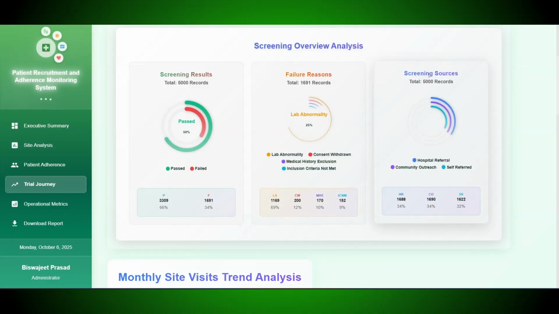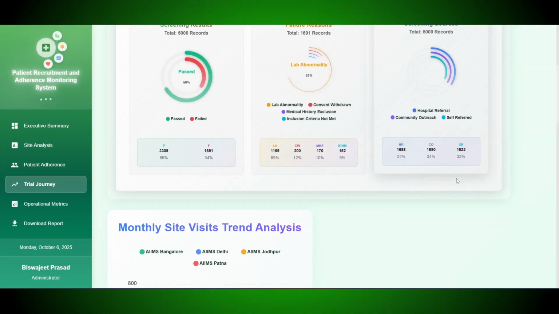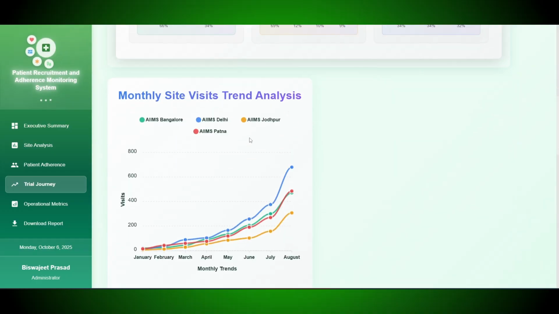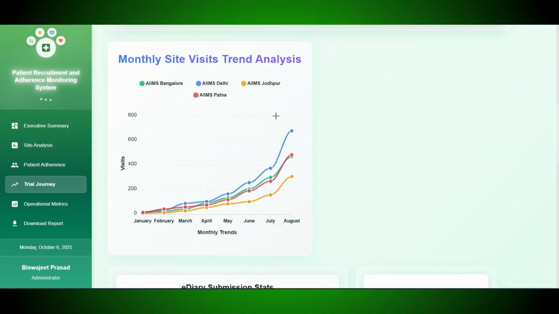And here there is a screening source chart where we can see 1,688 patients came from hospital referral, and from community outreach we have 1,690 patients, and the self-referred patients were 1,622. Now moving on to the monthly site visit trends, this basically displays the number of visits made across all the sites from January to August. This helps us to track activity over time.